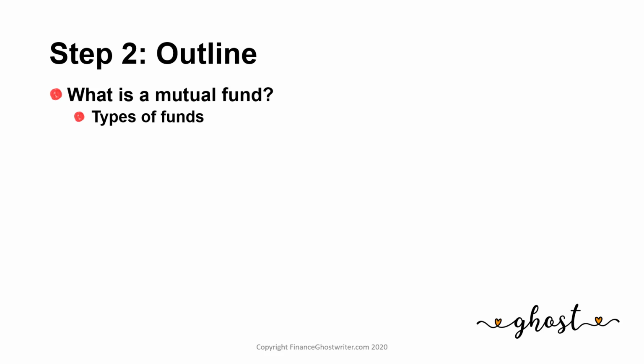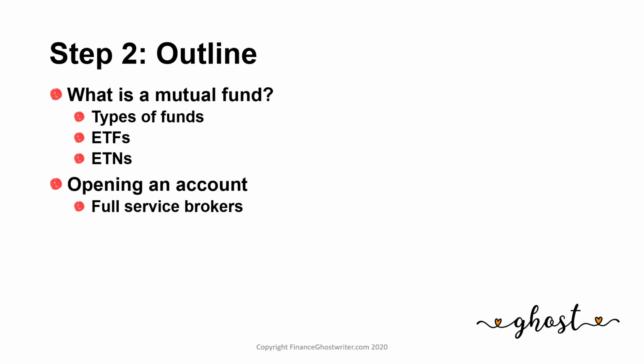We might look at types of funds or ETFs, which are exchange traded funds. We might look at ETNs, which are exchange traded notes. So you might get to a different chapter that might be about opening an account. And you might want to do a subhead, what's a full service broker? What's a discount broker? But you get the idea. Your outline can just be this simple. And once you're looking at your Word document like this, the rest becomes easy because this is your GPS. It's telling you where you want to start and where you need to finish.